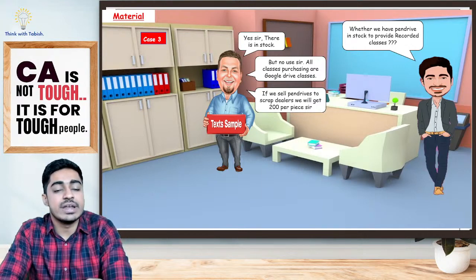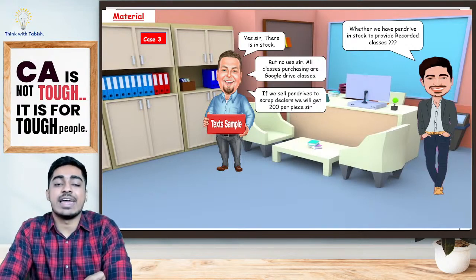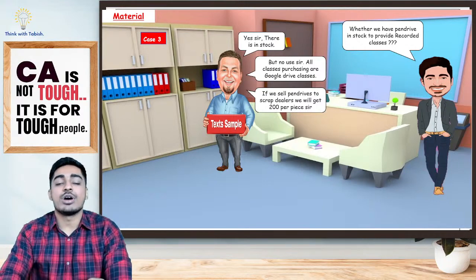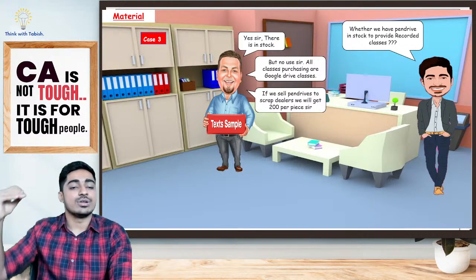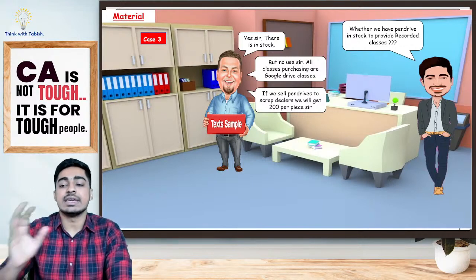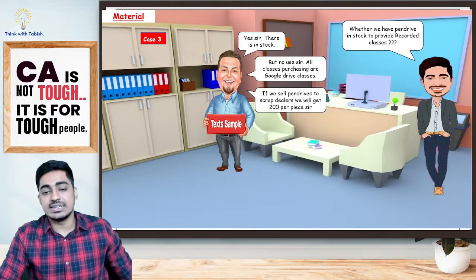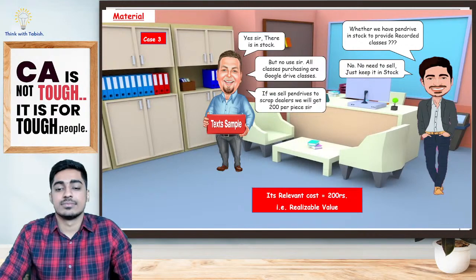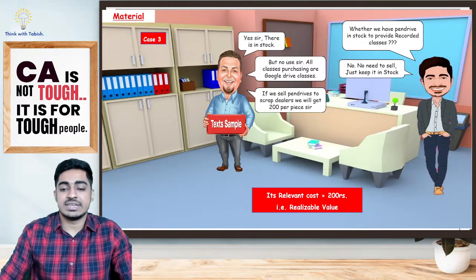So what is this 200? It is the realizable value, NRV, by selling it as scrap. So if raw material is in stock but it is not regularly used, then the relevant cost will be the realizable value. Is it clear, students? It is the realizable value.